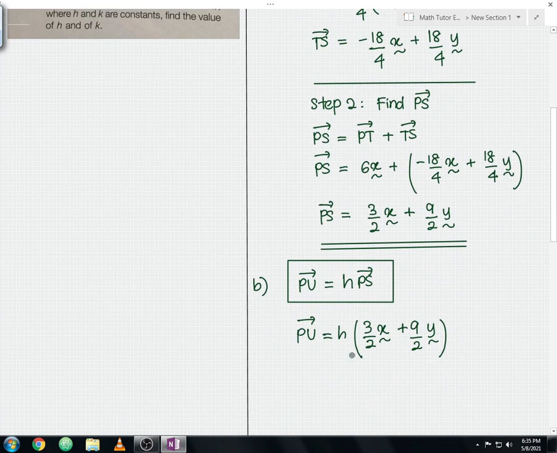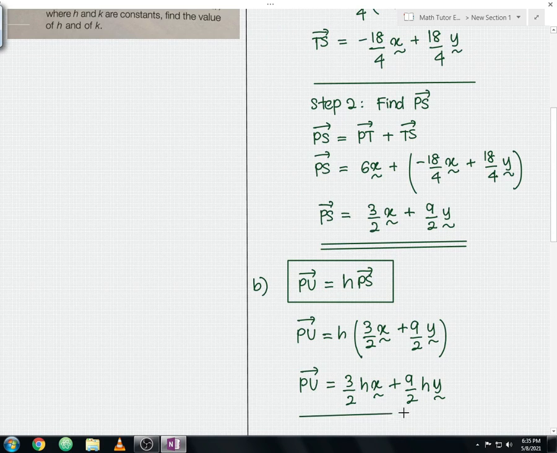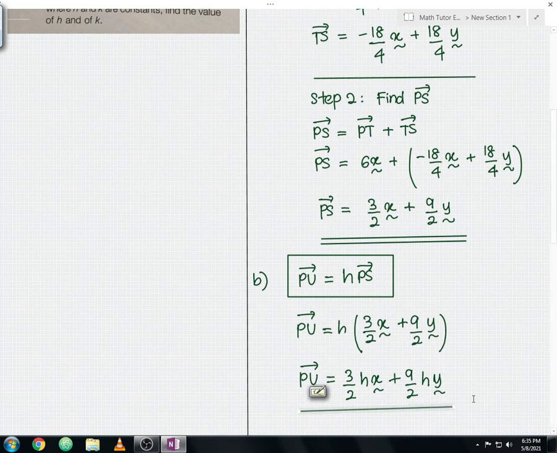So you times in the h. From here you should get your vector PU is equals to 3 over 2 hx plus 9 over 2 hy. Okay, so let me underline this vector PU. Based on the first relation, we have already found the vector PU, which is 3 over 2 hx plus 9 over 2 hy.